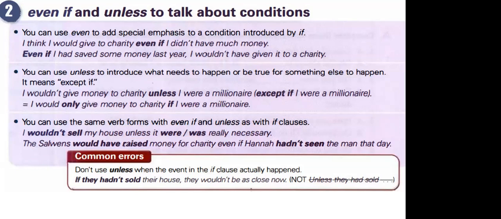The Solwents would have raised money for charity even if Hannah hadn't seen the man that day. Very important: don't use unless when the events actually happened. So unless is not for real events that happened. Unless is for an event that needs to happen. If they hadn't sold their house, they wouldn't be as close now.